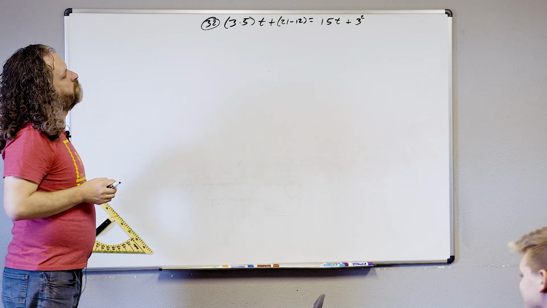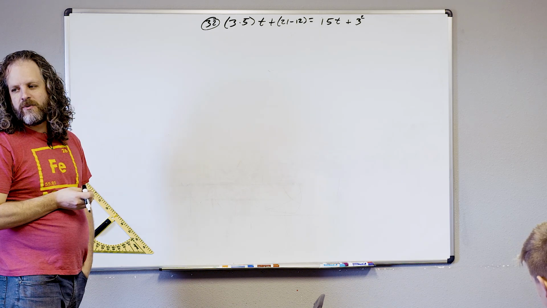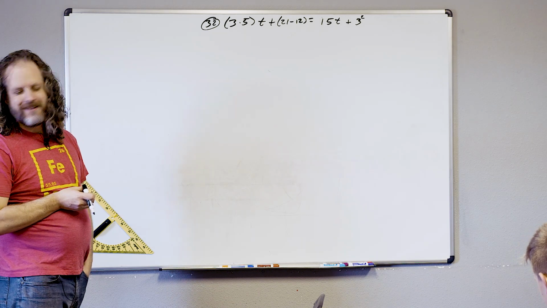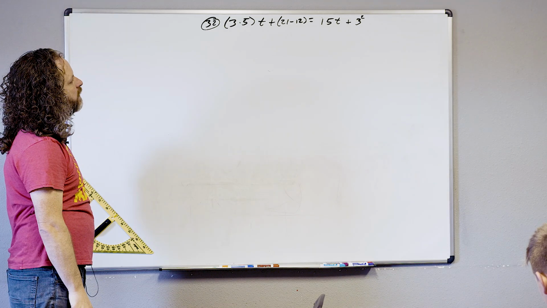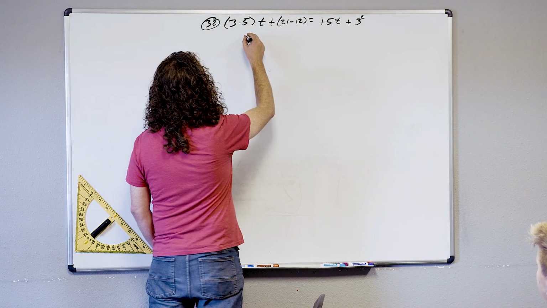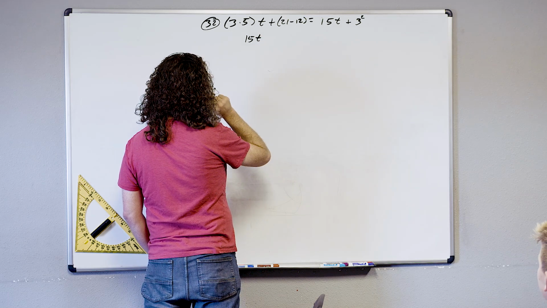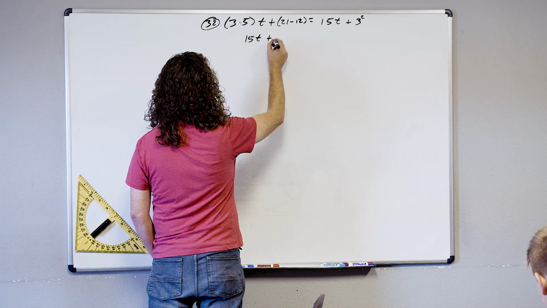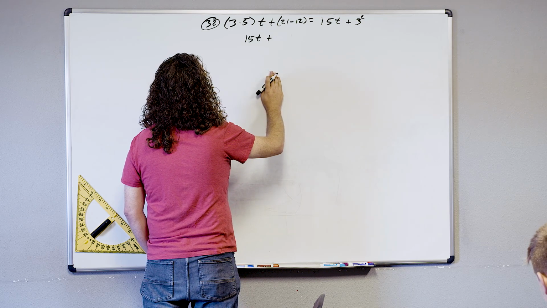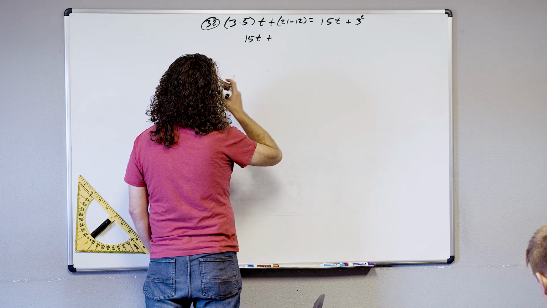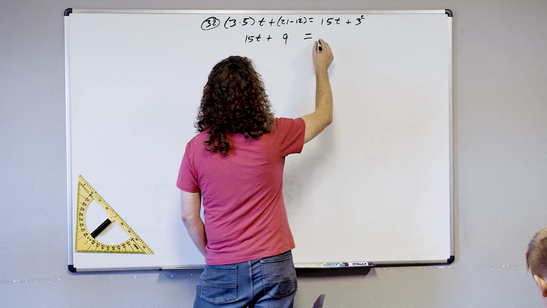What's the answer? All real numbers. Okay, what should we do first? Parentheses. 3 times 5, which is 15. 21 minus 12 is 9. Okay, 9 is what we're looking for.